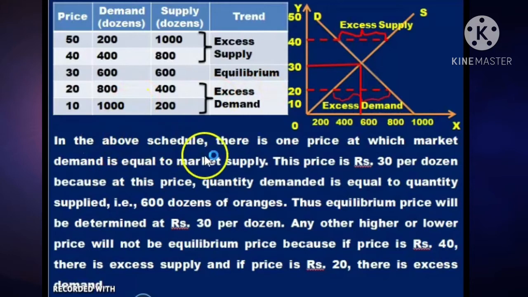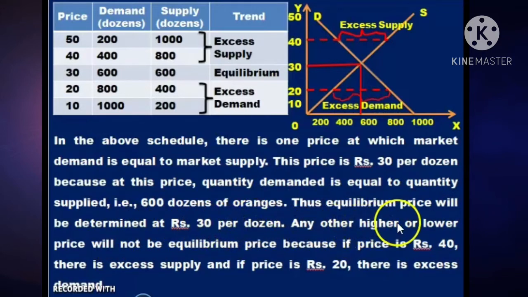So in the above schedule there is one price at which market demand is equal to market supply. This price is rupees 30 per dozen, because at this price quantity demanded is equal to quantity supplied, that is 600 dozens of oranges. Thus, equilibrium price will be determined at rupees 30 per dozen.